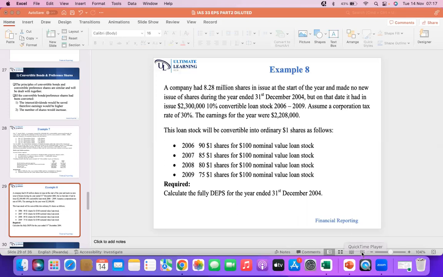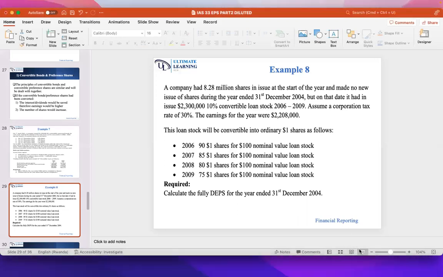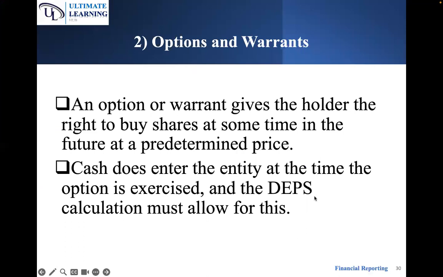So we'll need to go back to our slides. Exercise of options and warrants. The accounting treatment is not as long as under convertible bonds and preference shares. Options is basically straightforward. So maybe in the next 10 minutes, we should be completing these.